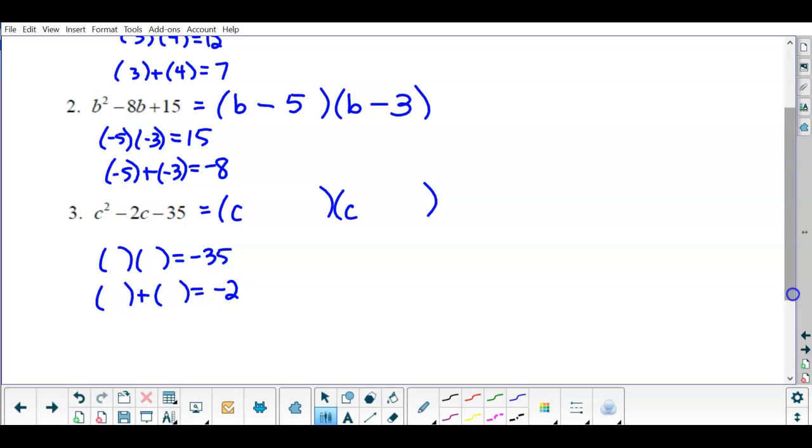Okay, if your constant term is negative, then one of them has to be positive, one has to be negative. Okay, and so if you think of 7 and 5, the bigger one needs to be the negative, so we need to make 7 negative 7, so that when we add them, we still get a negative.